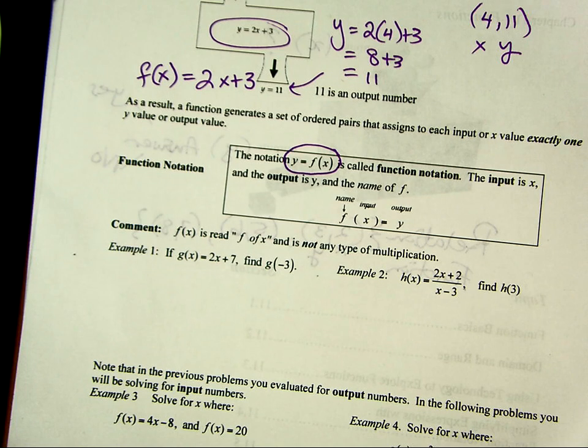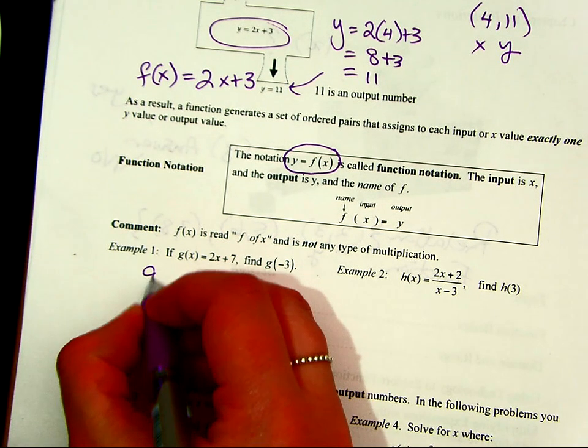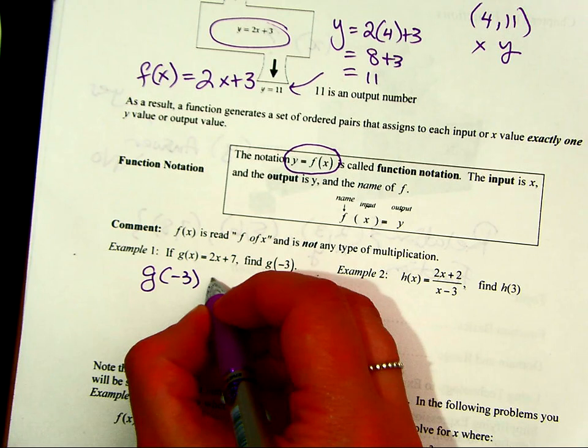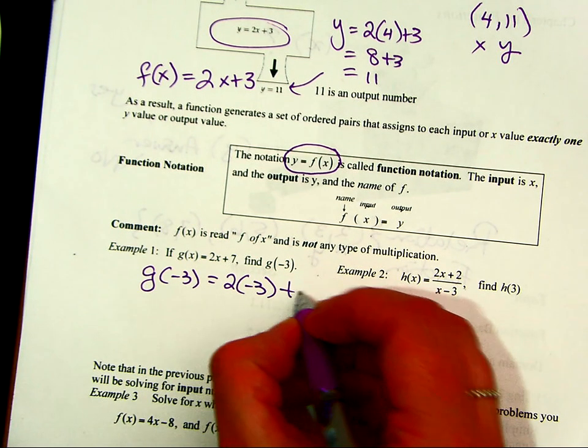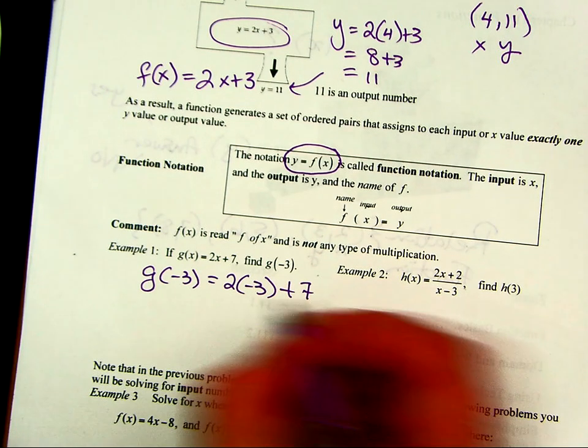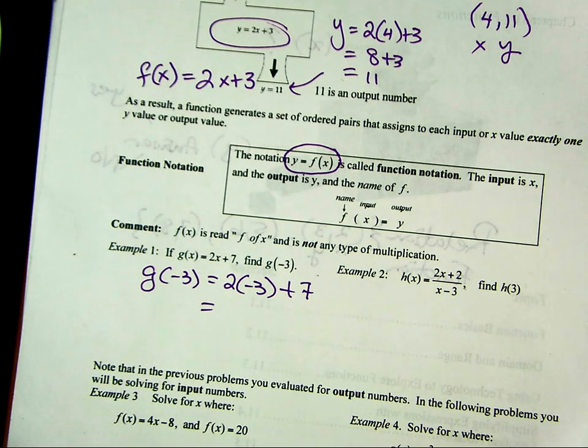Sometimes if it's a word problem, we would use c of x for cost, r of x for revenue, p of x for profit. You get the idea. You can use a lot of different names for functions. So we go g of negative 3, and wherever I see that x, I'm replacing it with the negative 3. Now, this is "find," which is the same wording as evaluate.